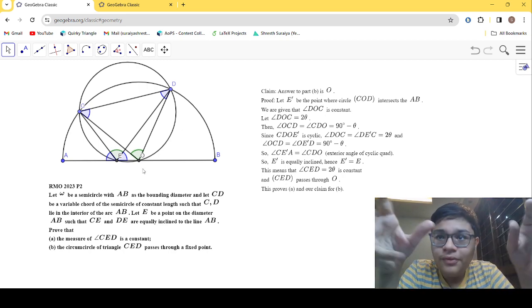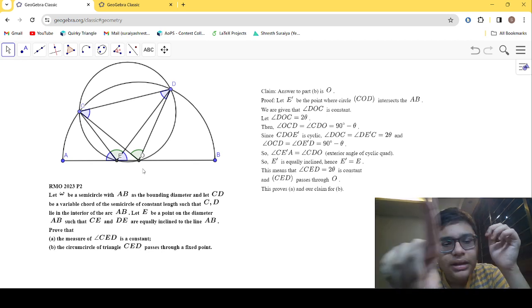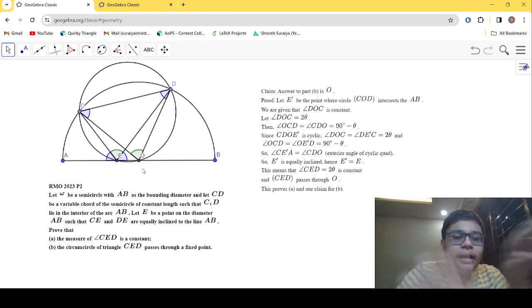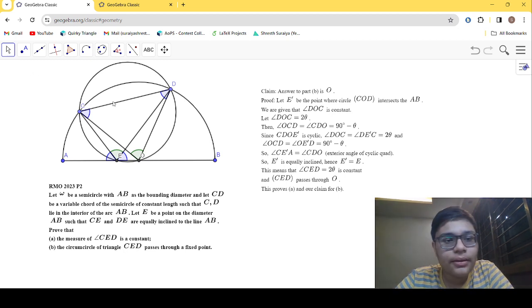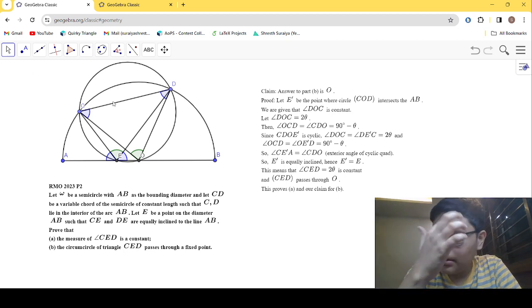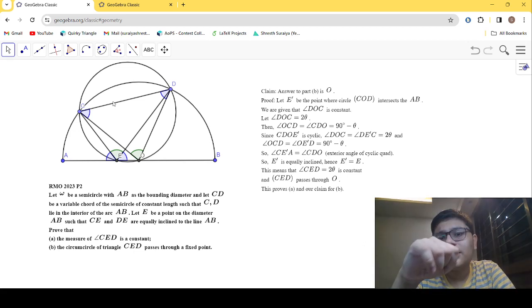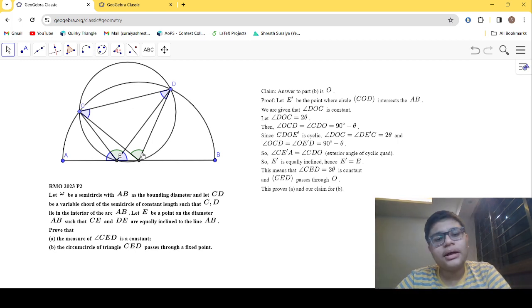So what we will prove is that E is actually the intersection of the circumcircle of COD with the diameter, and as you can see, as C and D are varying, as the variable chord is varying, the circumcircle always passes through O. Circumcircle of CED passes through O. And the proof is as follows.